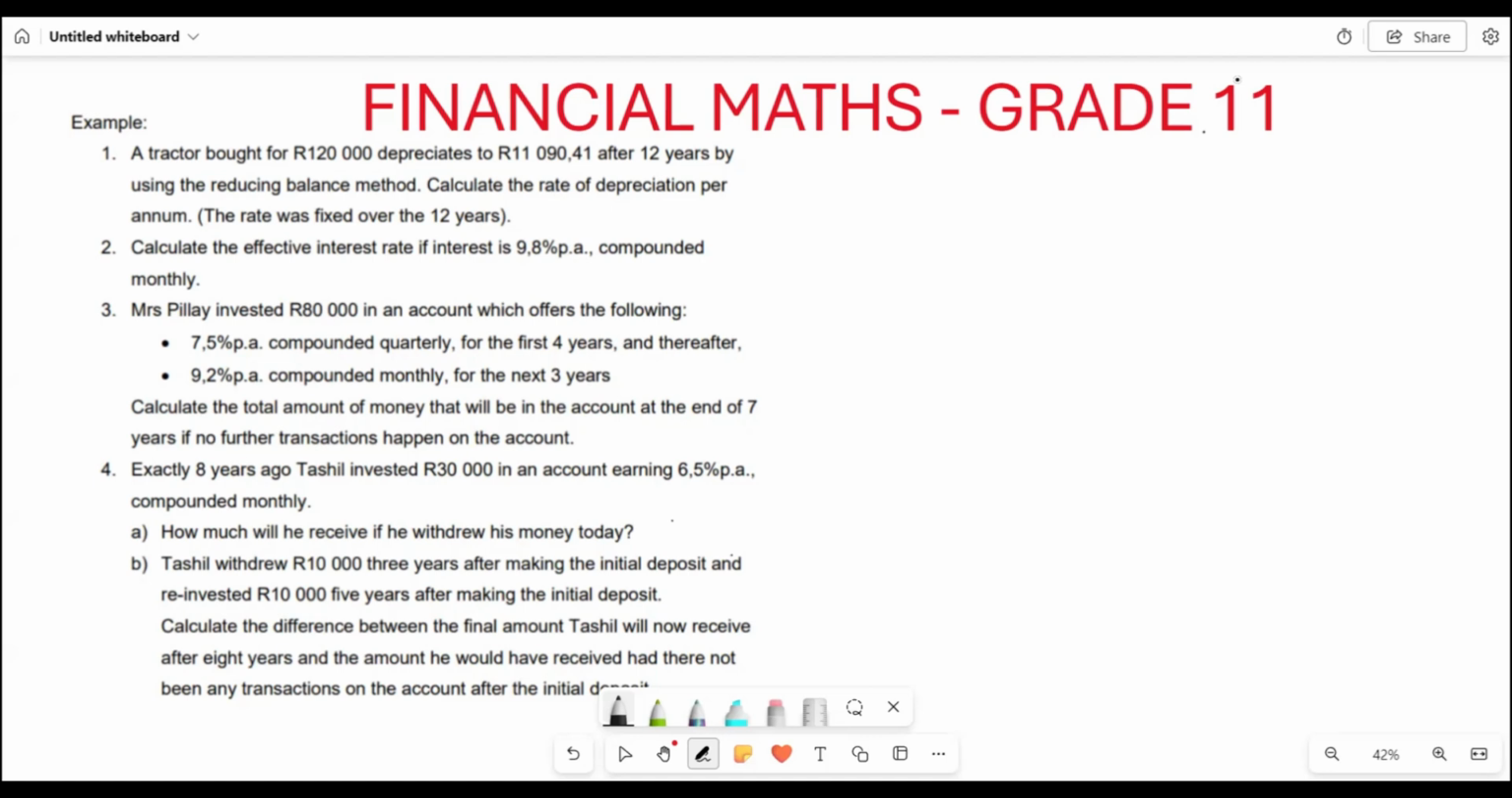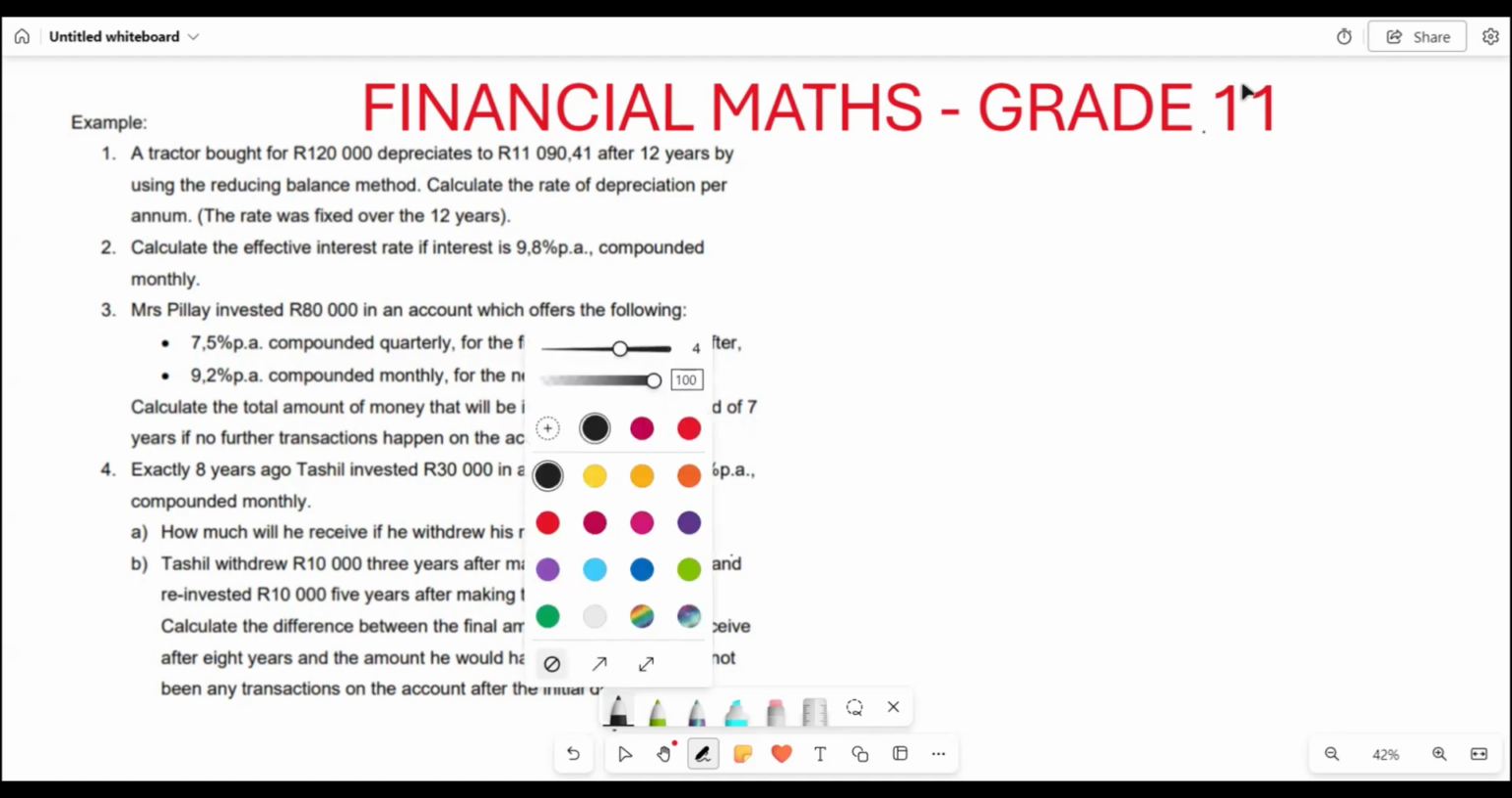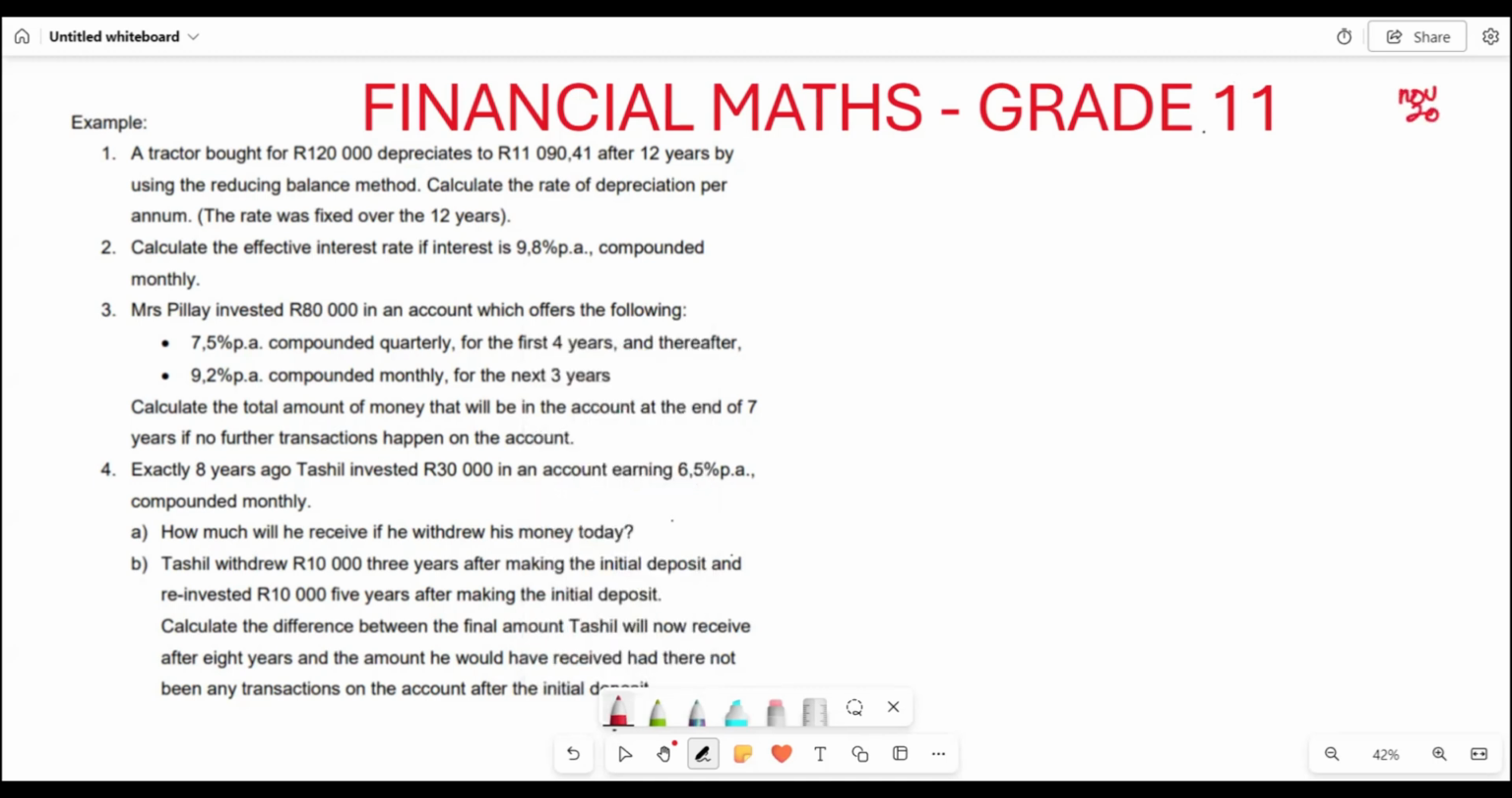Now, what we are doing now, we are looking at your financial mathematics, and we are looking at our grade 11 questions to see what we can do whenever we are required to do these types of questions, right? I think this is our November 2014 paper on financial mathematics.